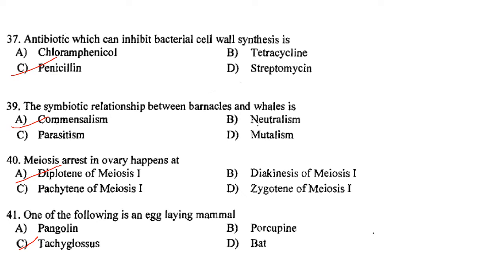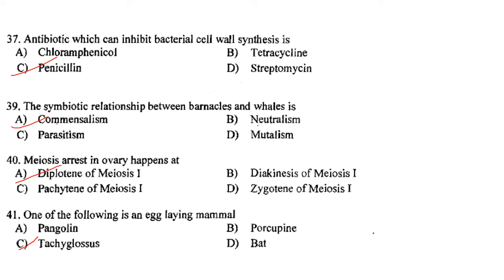Then what is neutralism? It describes the relationship between two species that interact but do not affect each other. And parasitism is the relation between two species of plants or animals in which one benefits at the expense of other, sometimes without killing the host organism. Then mutualism is, a mutualistic relationship is when two organisms of different species work together, each benefiting from the relationship. So answer here is commensalism.